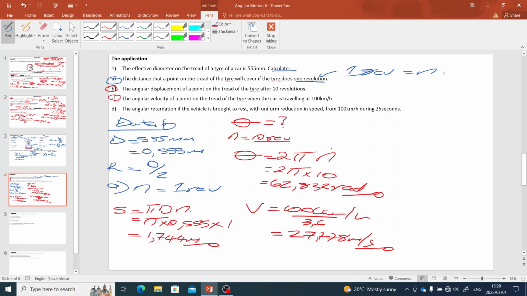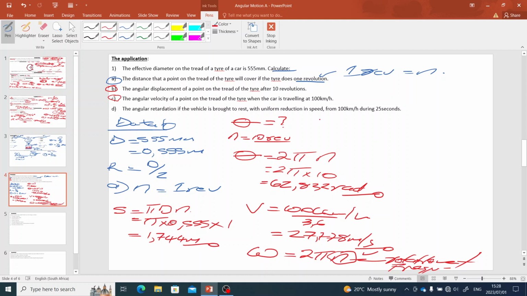Now they want us to calculate the angular velocity of the point. In calculating the angular velocity, we have to use this formula: omega equals 2 pi n. The n there is for rotational frequency. But do we have this n? No, we don't have it. But can we get this n? Yes, we can get that n.